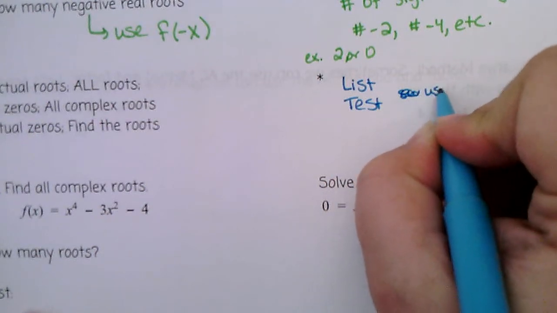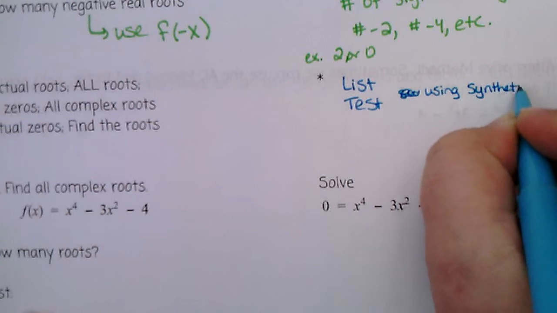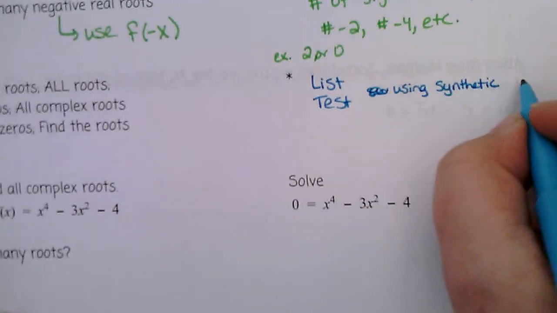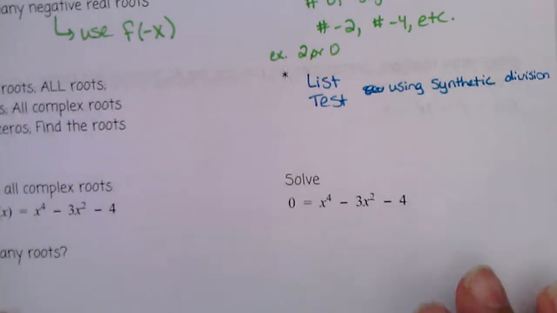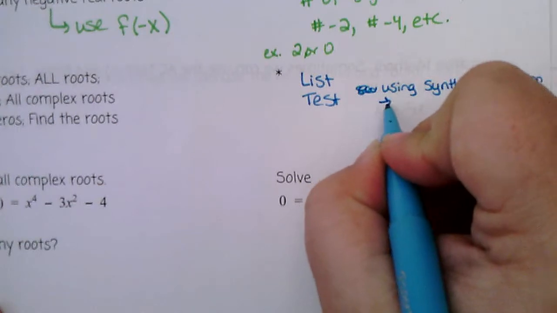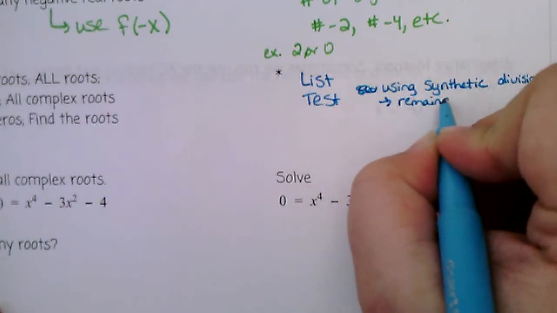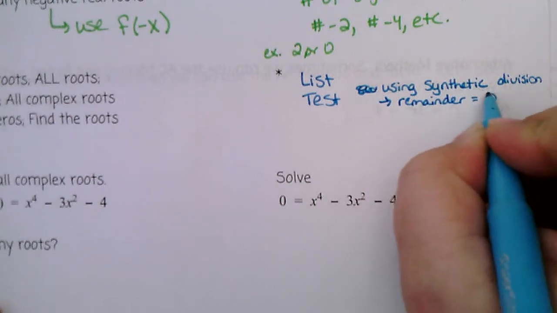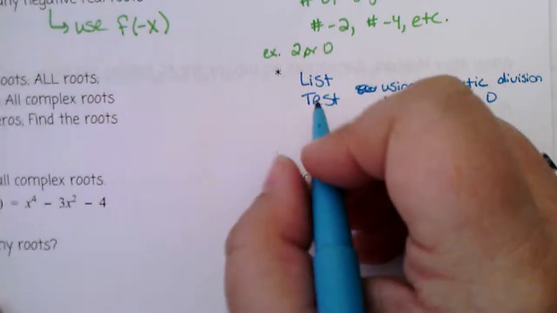Remember, you test, that's not a word, using synthetic division. Test using synthetic division. Okay, well, Mrs. Black, I tested a bunch. How do I know when I'm right? You know you found a root or you found a zero when the remainder is zero. If the remainder is anything other than zero, it's not a root.